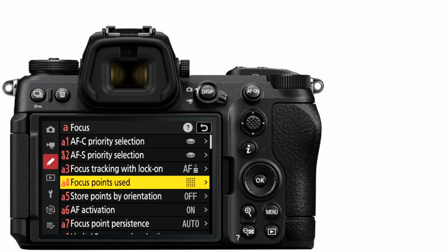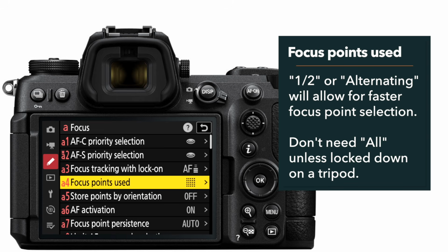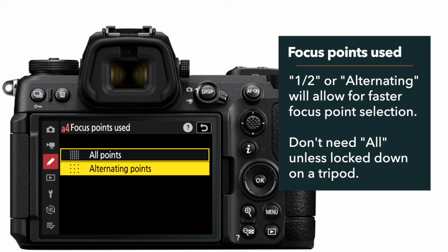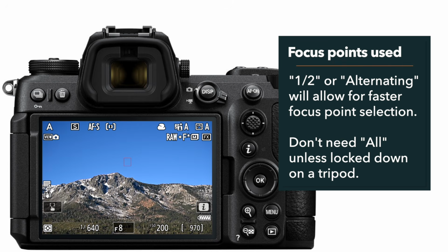and go to the focus points used option. When things are moving fast, I prefer alternating or one half to give you faster focus point selection. It doesn't give you the accuracy of being able to use every single focus point available, but you're likely not doing macro or locked down on a tripod that you can't move. So the availability of having every single one of those focus points is less important. I'd rather be able to move them faster than have all of them there. And that's why I think that trade off is a better idea.